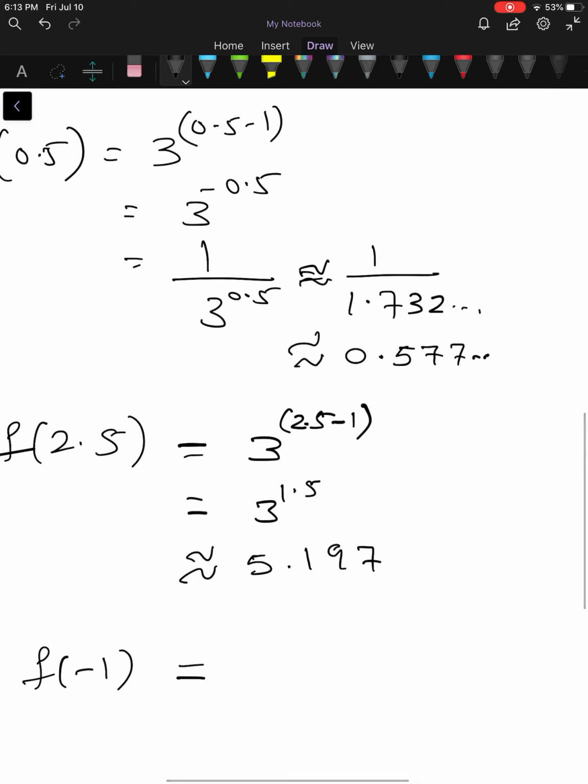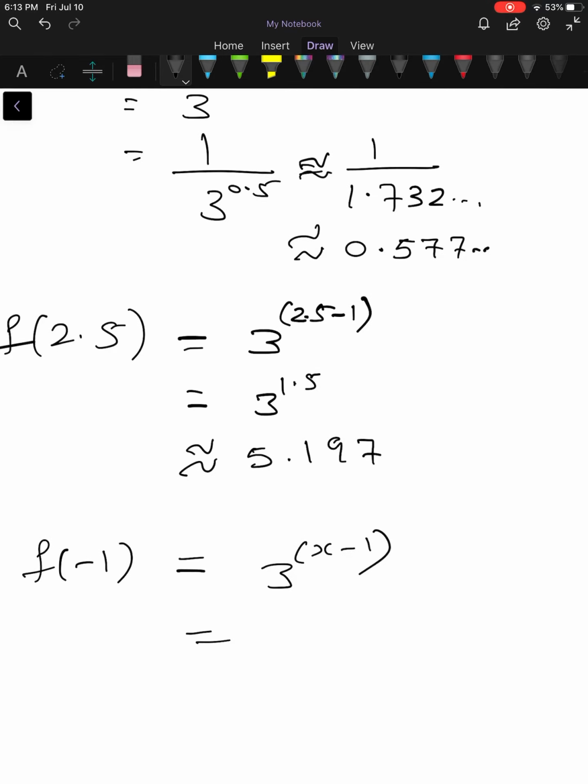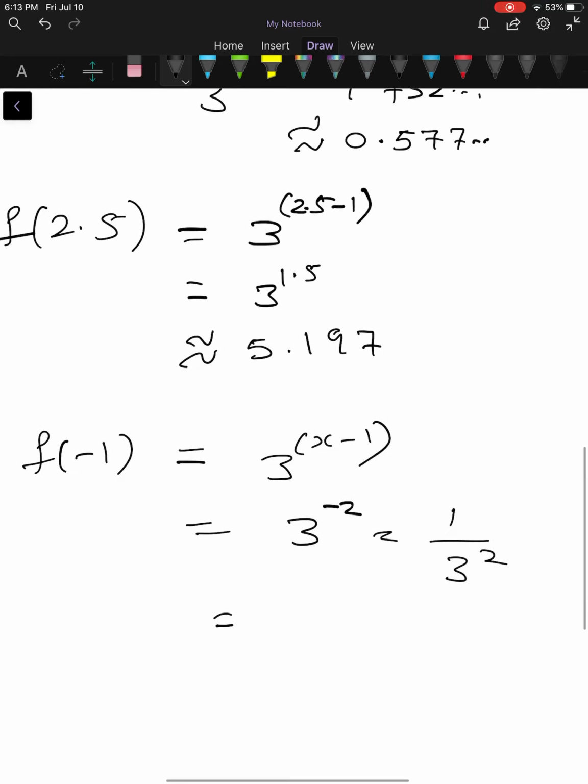And f of -1, so this is very simple. You don't need a calculator for this, do you? So 3 to the power of -1 minus 1 is -2, so that is nothing but 1 over 3 squared, so that is 1 divided by 9, so that will be approximately 0.111 and so on, 111, that recurs.